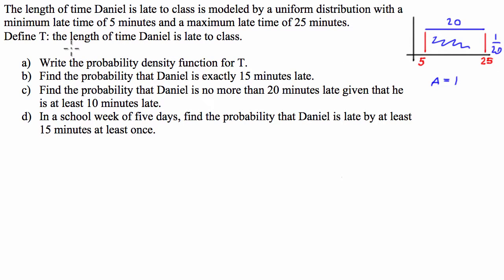Okay, so now let's get straight to the question. For A, it says write the probability density function for T. So we're looking for the function of T. Now, the function of T isn't really dependent on what T is because it's 1 over 20 all the time. So we don't have to include T in our function. So it's just going to be 1 over 20.